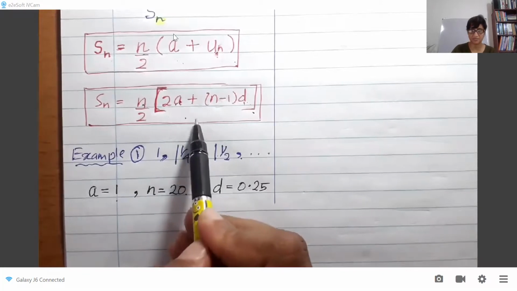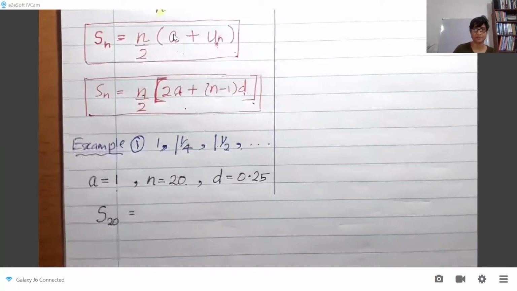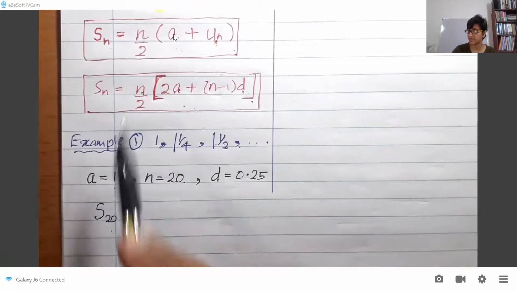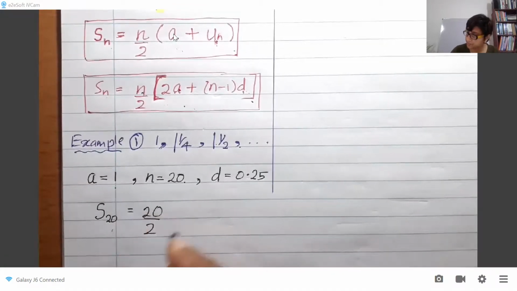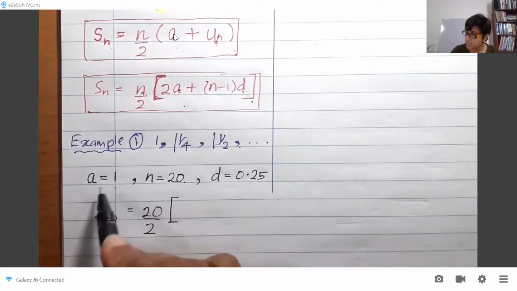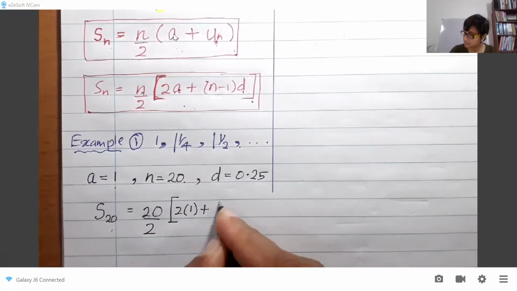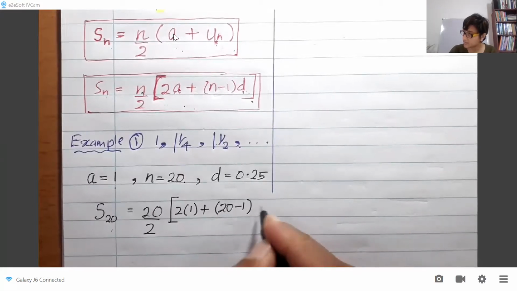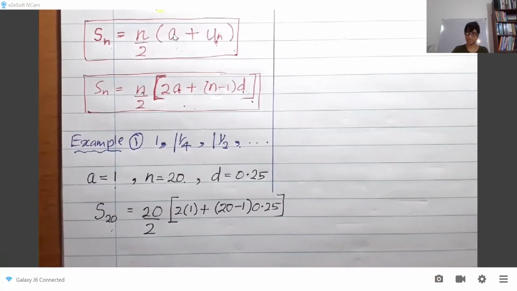Then you can use this formula. S20, my n is 20 now, is equal to 20 divided by 2, times 2a, 2 times 1, plus 20 minus 1, that's 19, times 0.25. See what you get, tell me what you get.